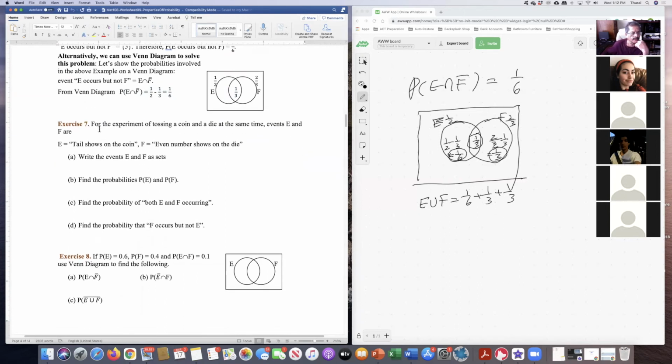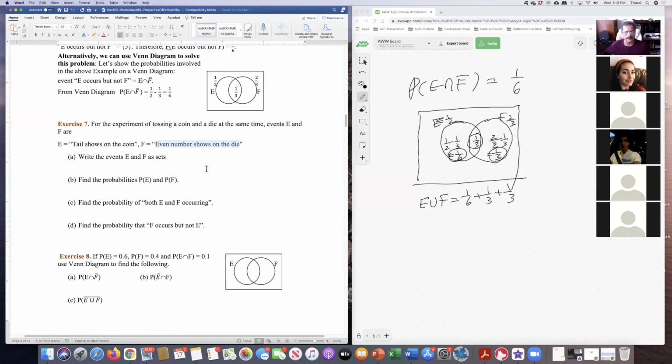Okay, so going to exercise 7. For the experiment of tossing a coin and a die at the same time, events E and F are defined as follows. Event E is tail shows on the coin. Event F is even number on the die. Okay, can somebody tell me the answer to the first question?